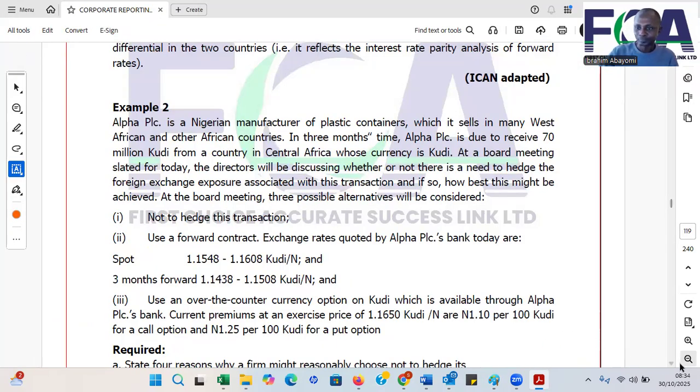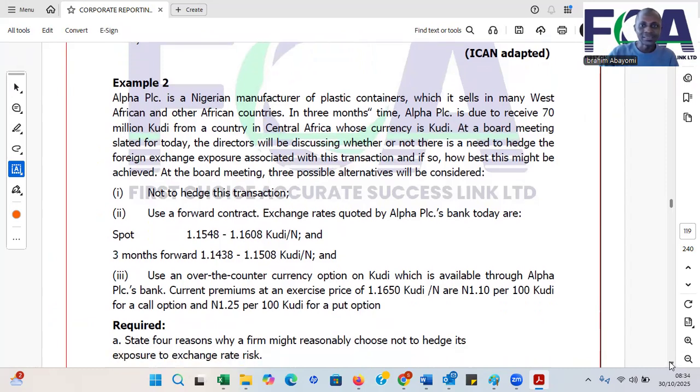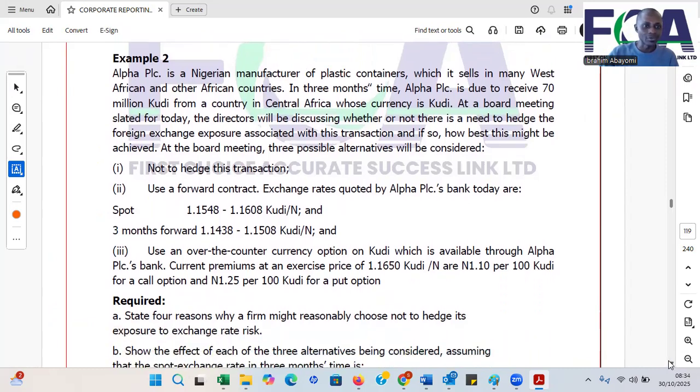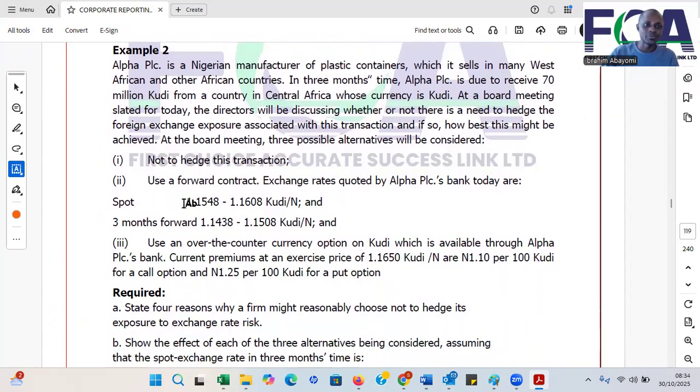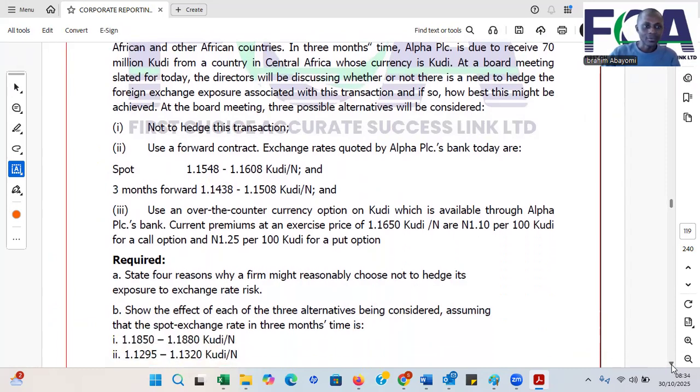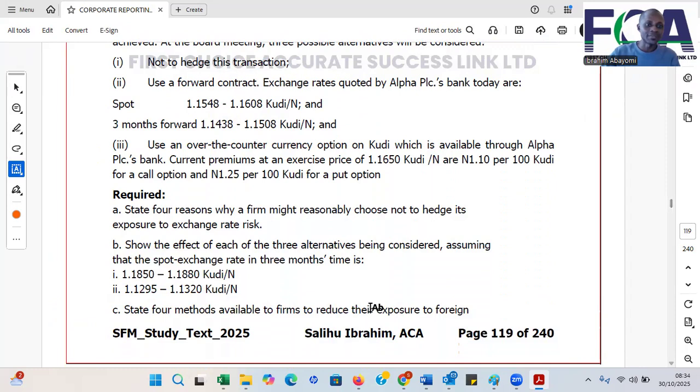Look at the current spot rate. What's the current spot rate? This is the current spot rate. But what is the rate at the transaction date? On that transaction date, the rate has moved to this, or it has moved to what? So we have two scenarios.